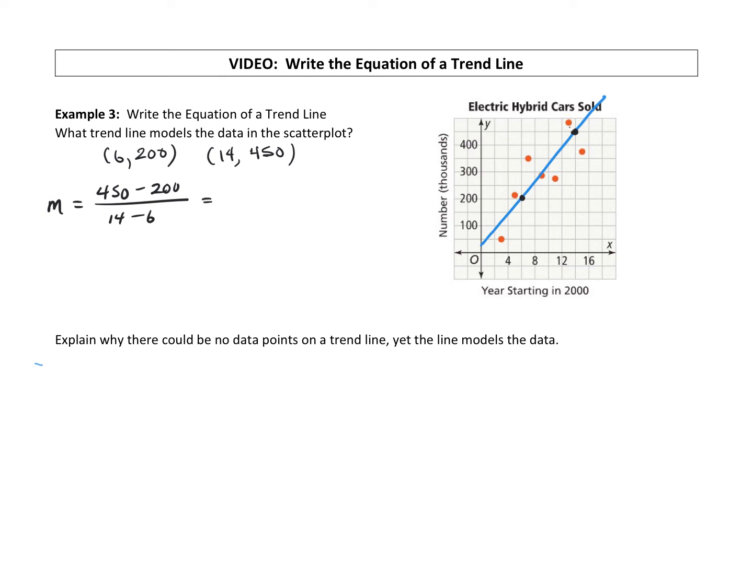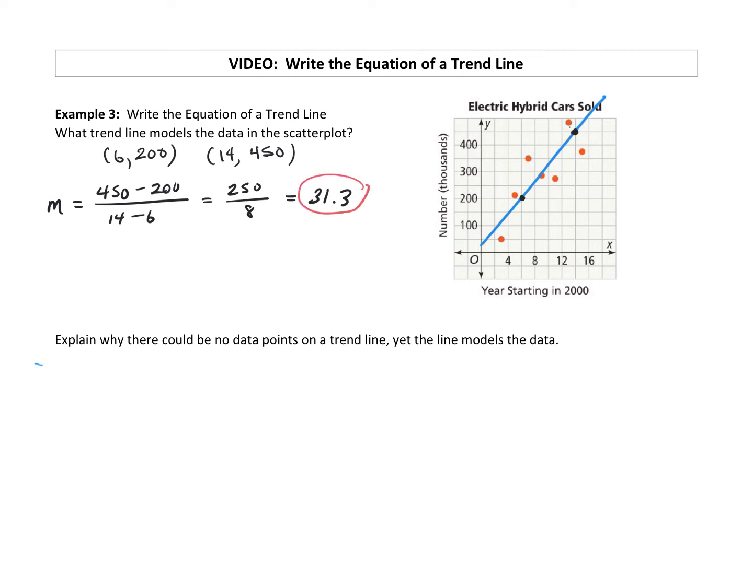So when you're doing trend lines of data, you might get some real weird answers. So I'll just tell you right now, it's okay if you have a decimal for your slope when we're dealing with scatter plots, just so you know. All right, 450 minus 200 is 250. We're going to divide that by 14 minus 6, which is 8. So let's just grab a calculator, divide that. We can round to the nearest tenth. We get 31.3 as our slope.